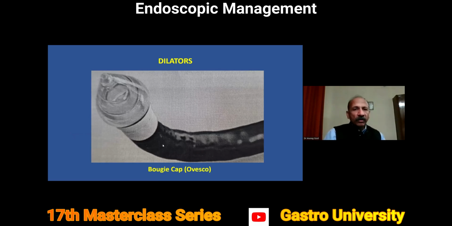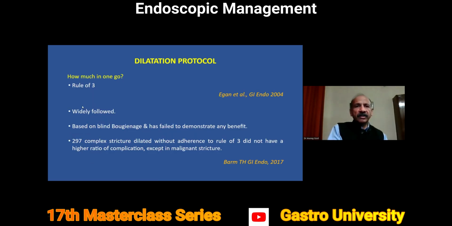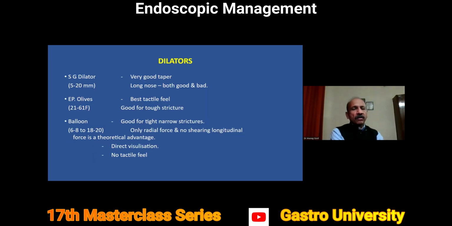I missed out on the balloon in the previous slide. I'm sorry. Just a second. Yeah. So the balloons are good for very tight, narrow strictures. Even the smallest of the Savary or the olive doesn't go through. Then you can pass a balloon over the guide wire and then dilate the balloon, which leads to a radial force and without the shearing longitudinal force that the others have, which is a theoretical advantage.